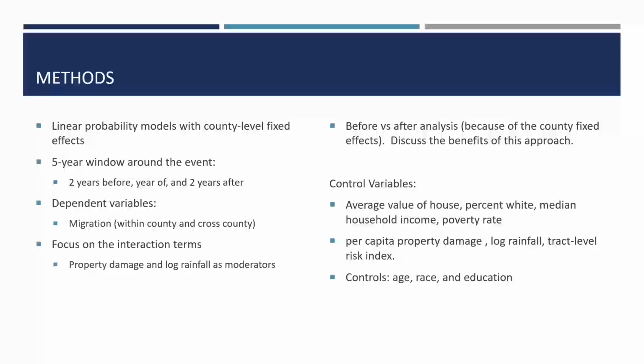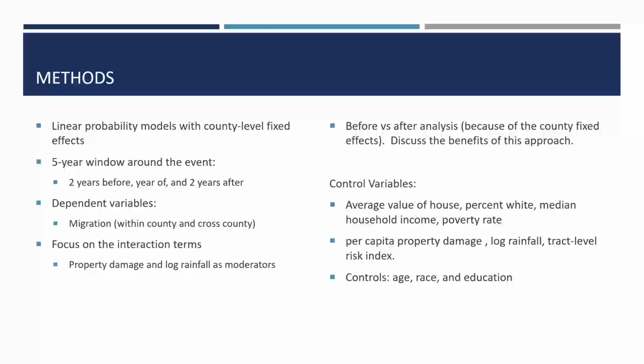And then I'm going to use county level fixed effects to net out the migration level of that county from the baseline. So the goal of the analysis is to look at the impact of the measures of hurricane severity, the Sheldon damage report and the rainfall level, and interact those with characteristics of individuals and the tracts they live in to see if that increased the rate of migration. So the focus is on the interaction terms, property damage and log rainfall as moderators of migration propensities.